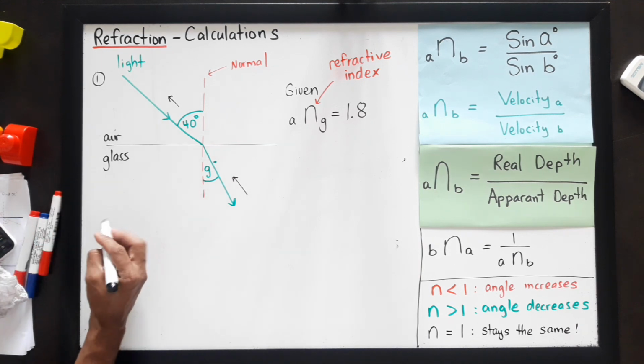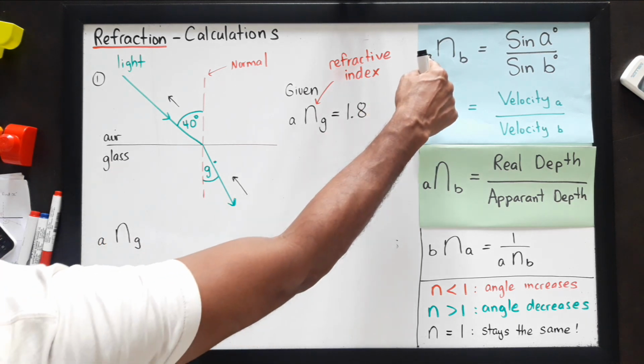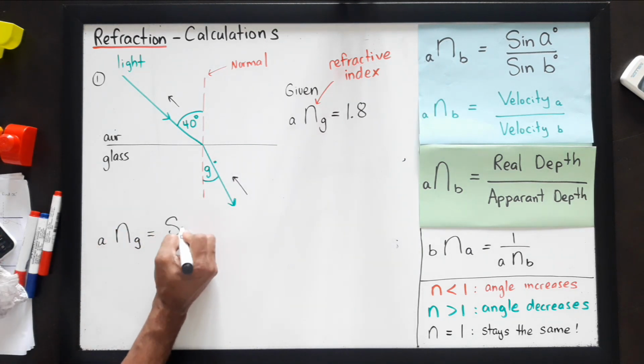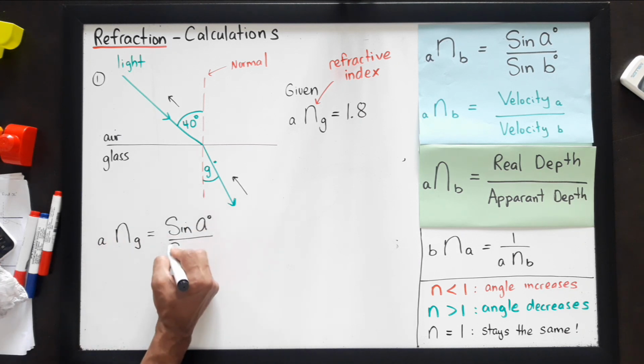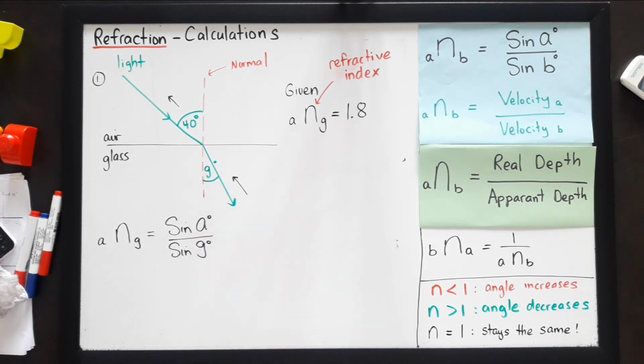Let's write down the formula. The 2 letters are A and G. It's no longer A and B, because the first one is air and the second one is glass. Sine of the angle in A, the first letter goes on top, and sine of the angle in glass. Alright, so let's plug in the values that we have here.